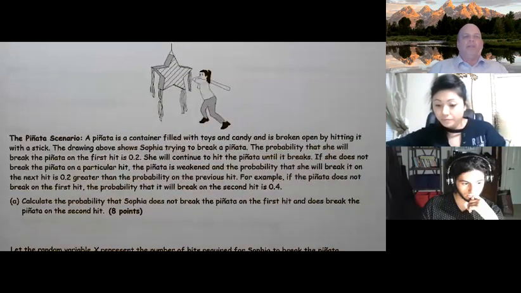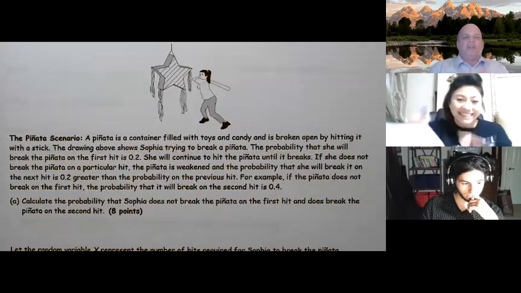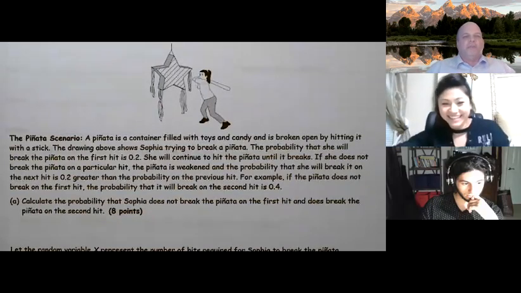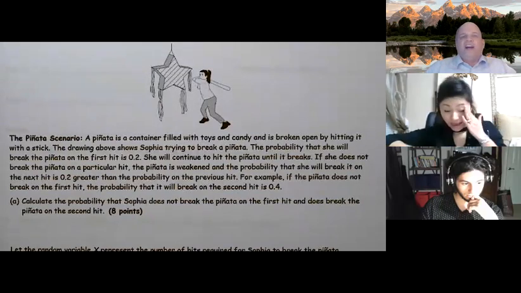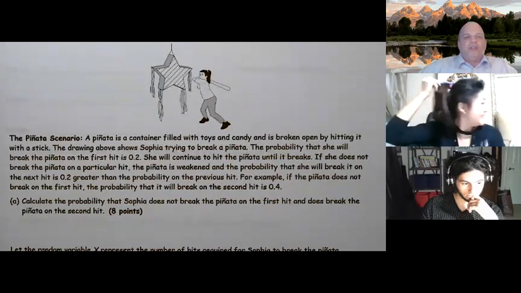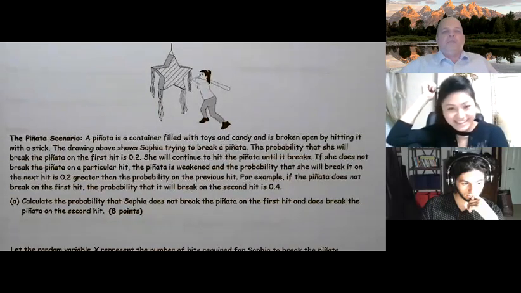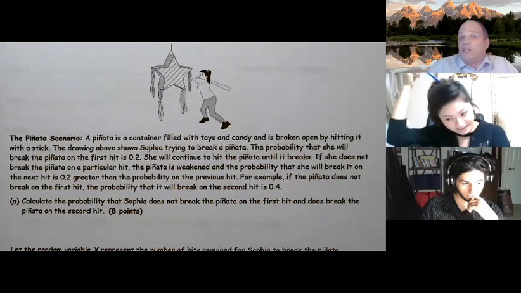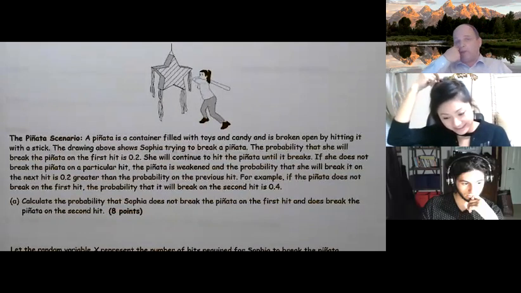Okay, so pinata scenario. A pinata is a container filled with toys and candy that is broken up by hitting it with a stick. The drawing above shows Sophia trying to break a pinata. The probability that she will break the pinata on the first hit is 0.2. She'll continue to beat the pinata mercilessly until all the candy breaks out. If she does not break the pinata on a particular hit, the pinata is weakened, and the probability she'll break it on the next hit is 0.2 greater than the probability on the first hit.